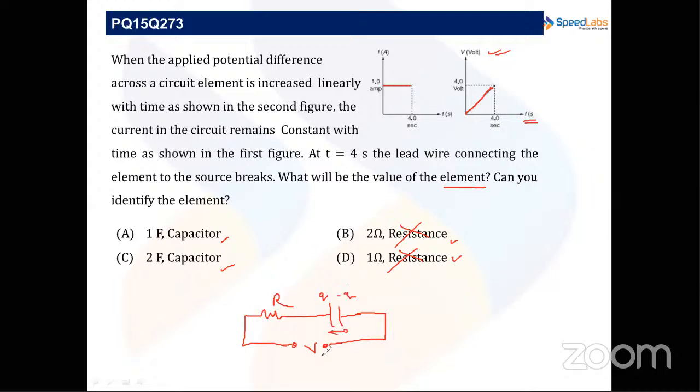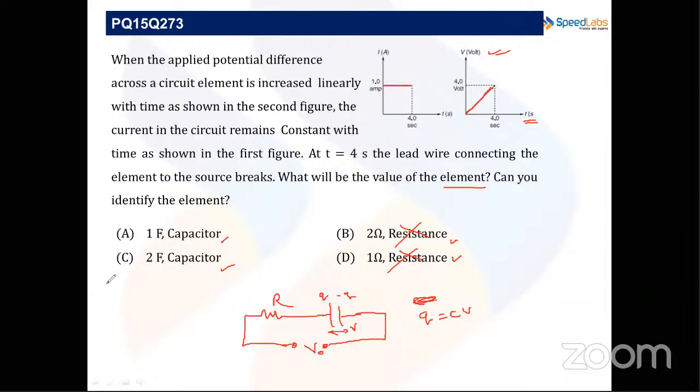So I'm considering total voltage as V naught, and let's write the capacitor's voltage. So we'll write Q is equal to CV. I'm just writing Q is equal to CV. Now the thing is, what is happening? Voltage is changing, voltage is increasing. But there can be a problem with the capacitor.